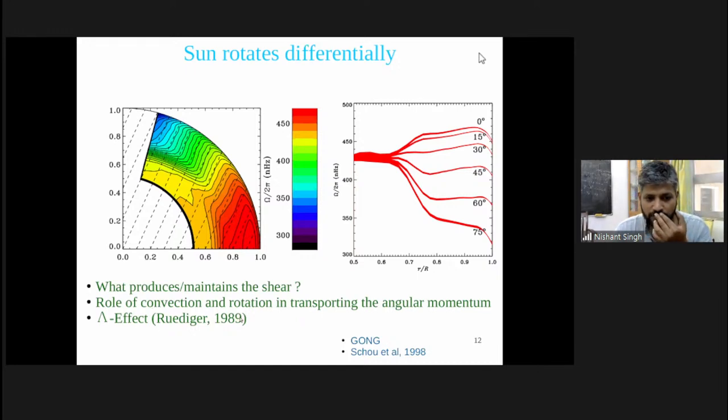So convection coupled with rotation can lead to a transport of angular momentum. And such a redistribution of angular momentum could give you a differential rotation which looks like this, and such an effect is known as the lambda effect in the literature. It's a purely turbulent effect. So purely because of turbulence and redistribution of angular momentum, one could indeed generate shear and maintain it. Otherwise, just like the magnetic field, it should decay. Why should shear be there? Shear should also have decayed. Something is maintaining it, and the major player there is convection.